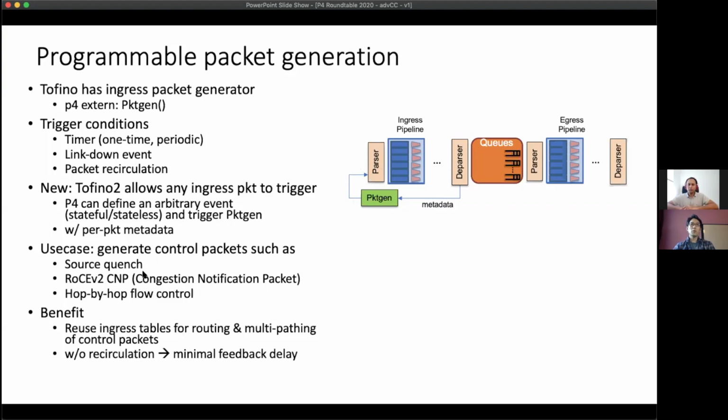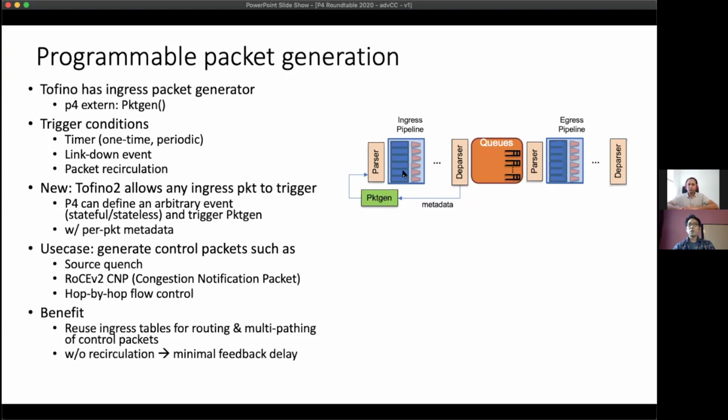So yeah, we talked about source quenching as the first use case. You can just imagine that RoCE version 2 DCQCN has a congestion notification packet generated by the receiver, but we can actually offload that logic into the switch and use this packet gen to create such a control packet. Or you can also even do hop by hop flow control, even crafting a PFC packet using the P4 driven logic, so that a standard PFC packet can be generated using packet gen, and then do some flow control with the neighboring switches.